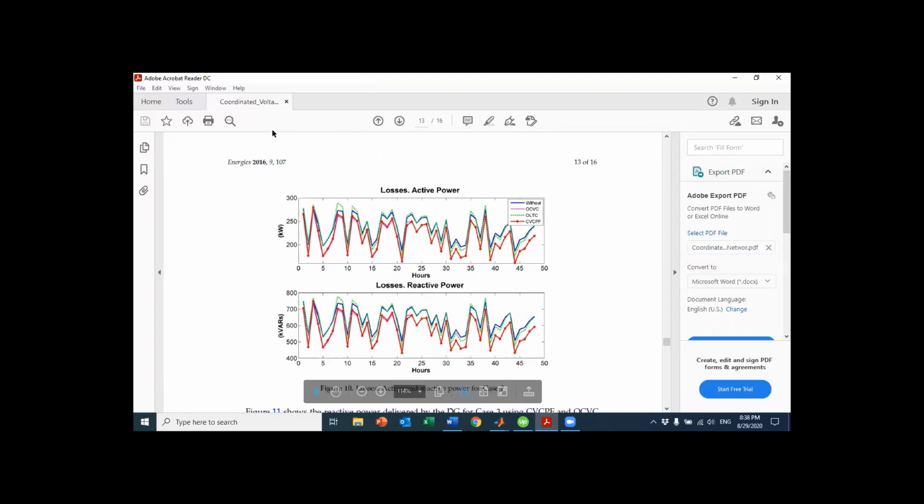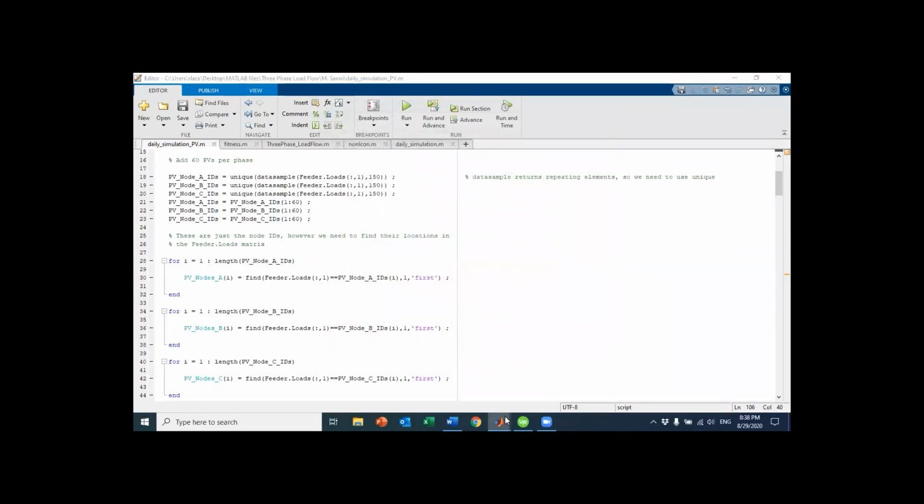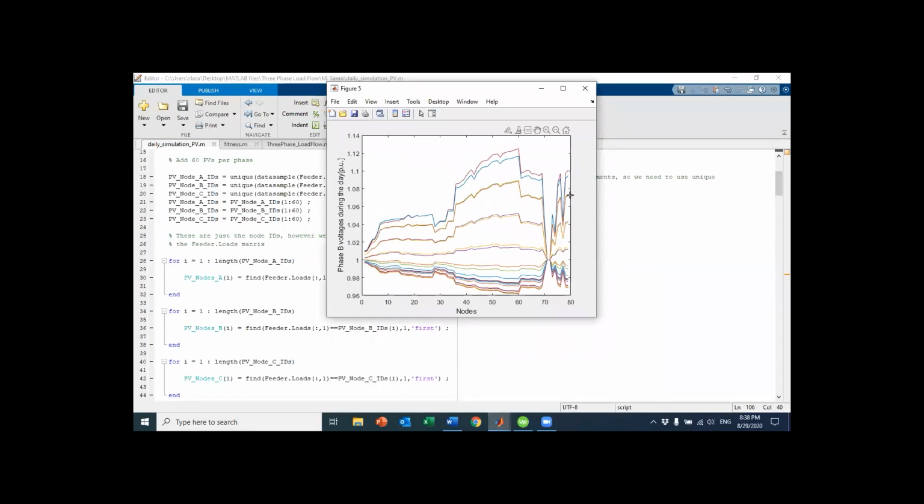The important thing to consider is that by increasing the number of control PVs, so for example, if we say that we control 30 or 40 PVs per phase, then we can smooth out the voltage profile in the whole network. So we can control practically all the voltages in all the nodes in the system. So that would be it. Those are the results. It's the same for other phases.